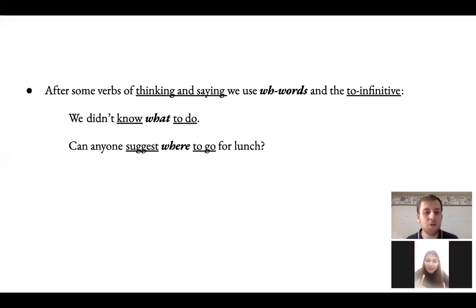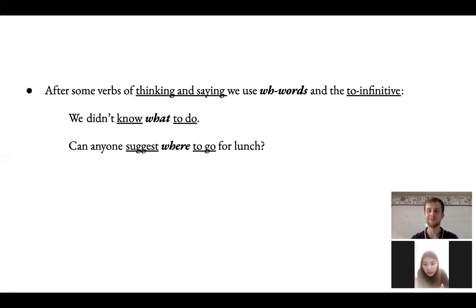Okay. Another one. After some verbs of thinking and saying, we use WH words and the to infinitive. Let's look at the examples. We didn't know what to do. Okay. What to. So to infinitive, you see what to do. One more time. We didn't know what to do. Okay, good. Can anyone suggest where to go for lunch?